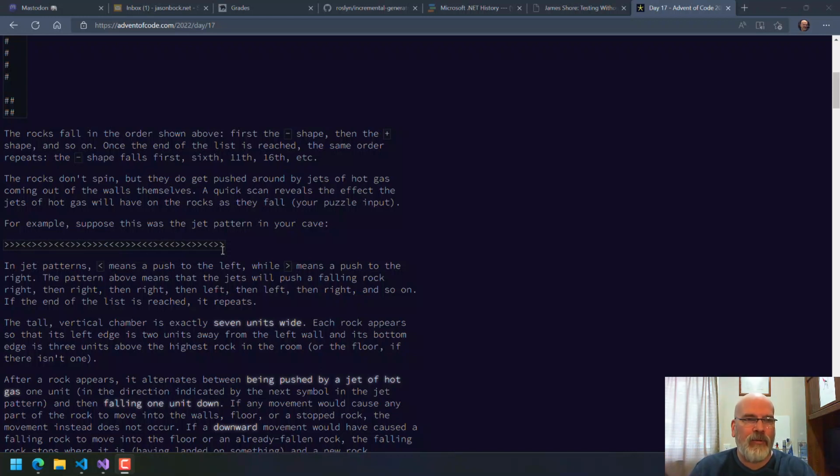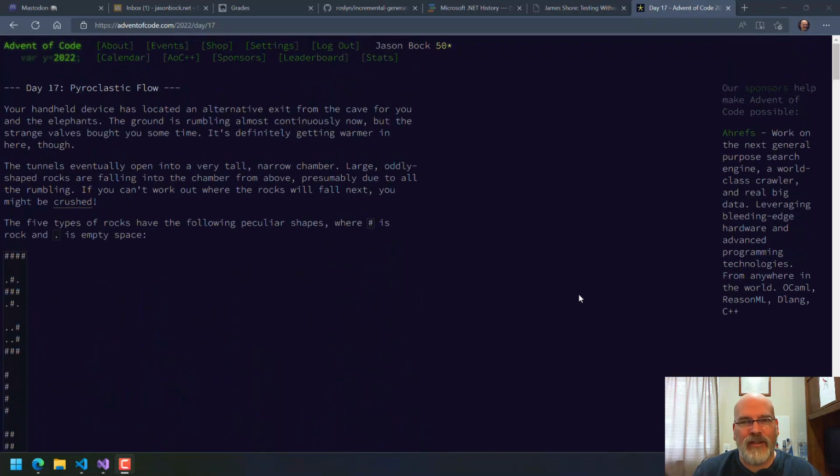The first part of the problem was you do this for 2022 rocks. The second one, for whatever reason, is demanding that you do this for 1 trillion iterations, which again, that's an indication that there's no way that you could let this run for 1 trillion iterations. Even if you had something that could do 1 billion iterations of these rocks a second, it would still take a fair amount of time to finish.